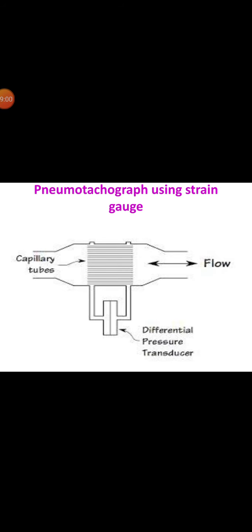Impedance pneumography is based on the fact that the AC impedance across the chest of a patient changes as respiration occurs. A 50 Hz to 50 kHz AC signal is produced by the oscillator circuit and is given to the chest of the patient through electrodes.